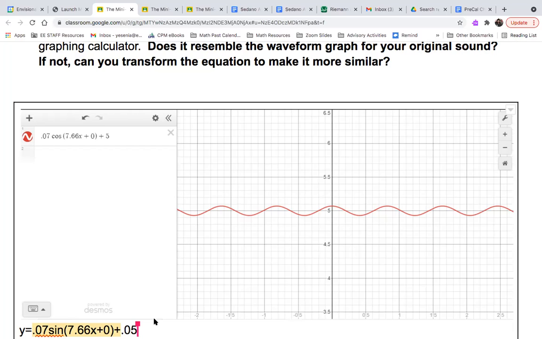Where was your midline? We said 0.05. Yeah. So then if I want to find the distance between the two, what could I do? Subtract. Yeah, and that's going to give you your amplitude. So basically, we'll subtract, and that's going to be your A.